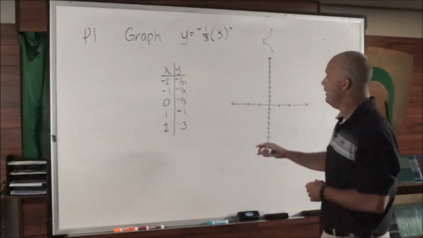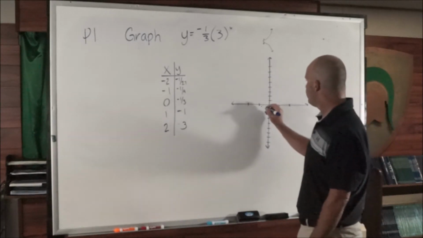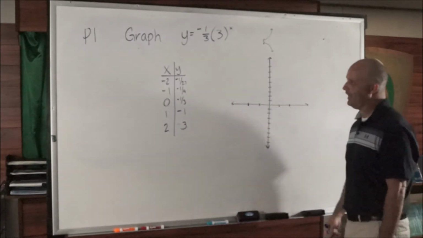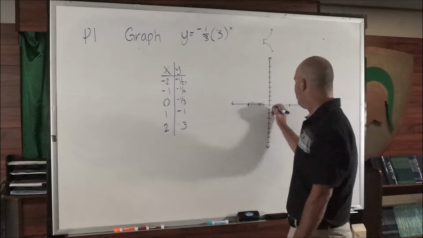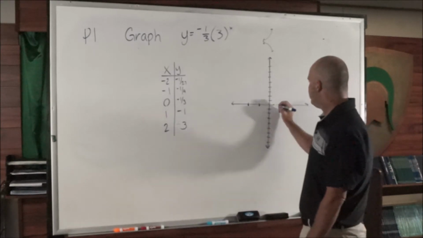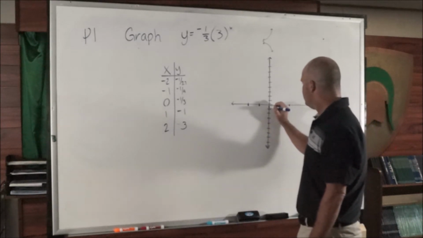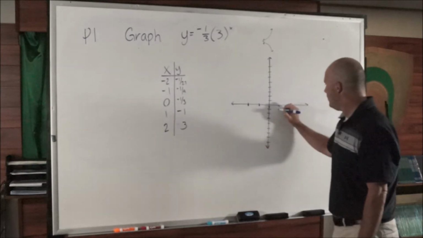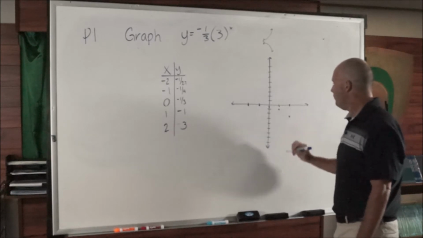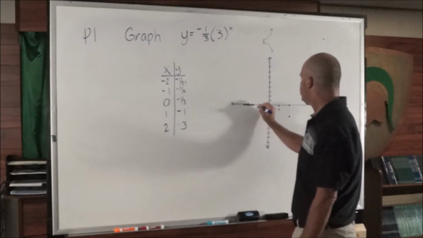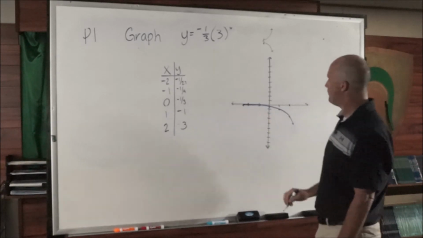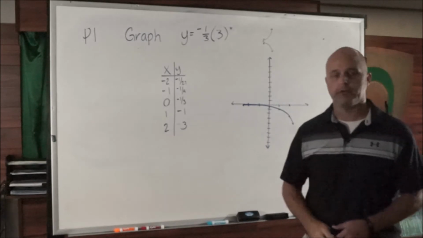Then we can go ahead and just graph these. So -2, negative 1/27, that's going to be as close to that y-axis as I can get. Then -1, negative 1/9 is still going to be very, very close to that axis. 0 and negative 1/3, still pretty close. 1, -1, starting to move away, and then 2, -3, finally pulling away. So there you can see that that is the general shape of the graph, and the x-axis is still going to be the horizontal asymptote.